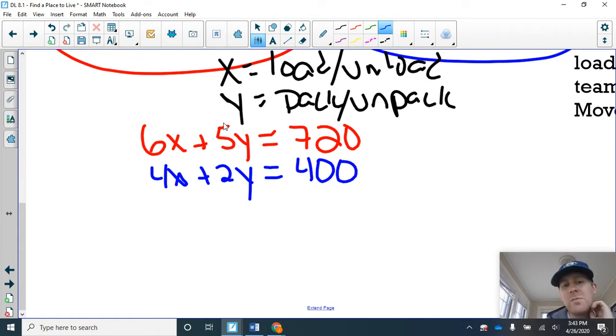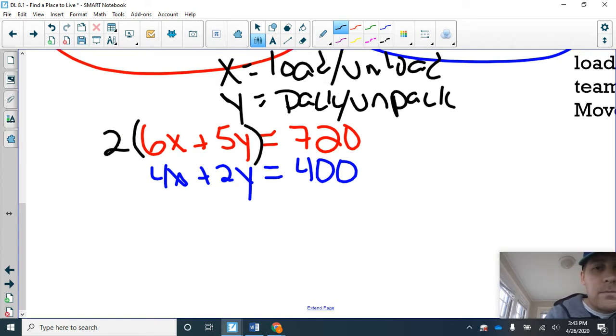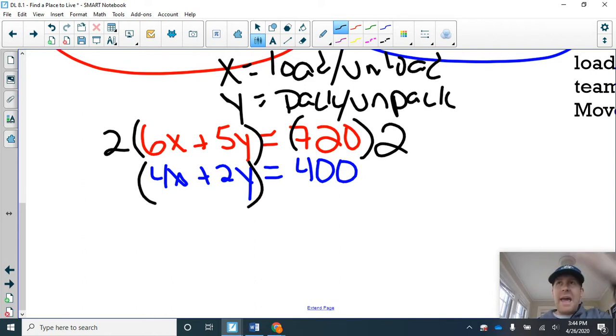I have to think about the smallest number that both 5 and 2 can multiply up to. In this case, that's 10. So to get that term in my first equation to be a 10, I multiply everything in this equation by 2. Then for my bottom equation, since I want them to cancel when added, I need one to be a positive 10 and one to be a negative 10. So I'm going to multiply the bottom equation by negative 5.